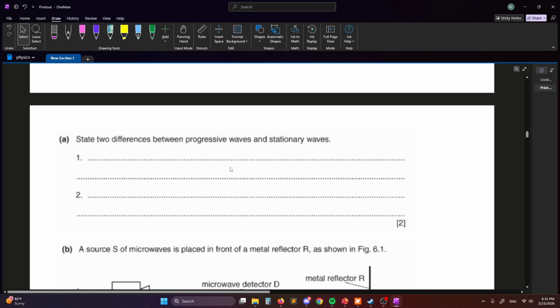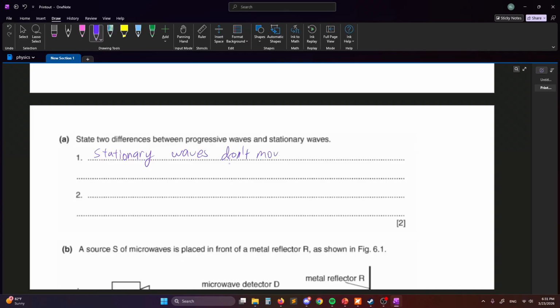State two differences between progressive waves and stationary waves. First off, stationary waves don't move, hence stationary. Stationary waves don't transfer energy.